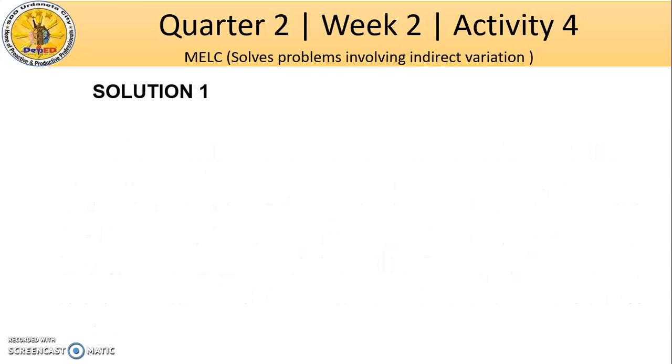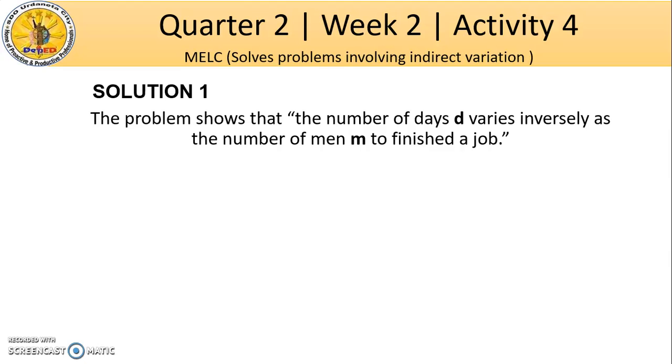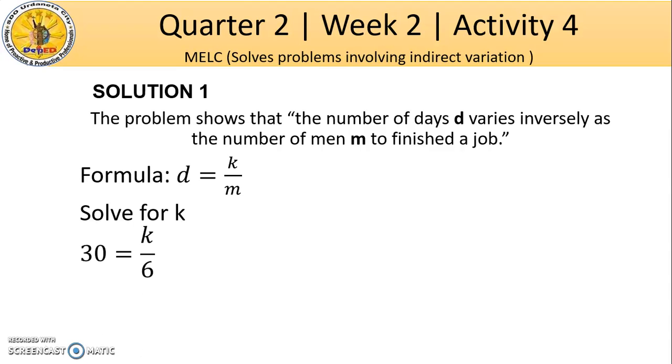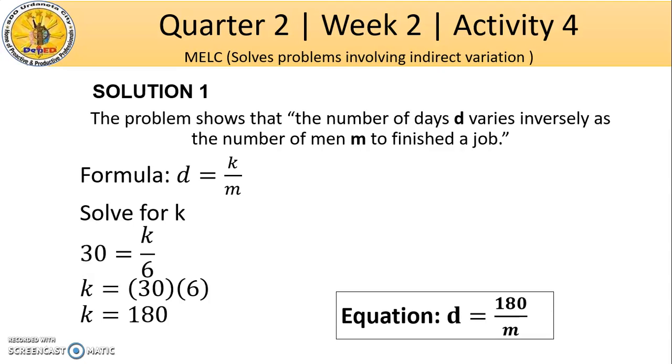So let's have solution 1. The problem shows that the number of days D varies inversely as the number of men M to finish a job. So we will have the formula D equals k over M. Now we solve for k. So we substitute the values. D will become 30 equals k, and M becomes 6. So we cross multiply. It will become k equals 30 times 6. So the value of k is equal to 180. So the equation will be D equals 180 over M.